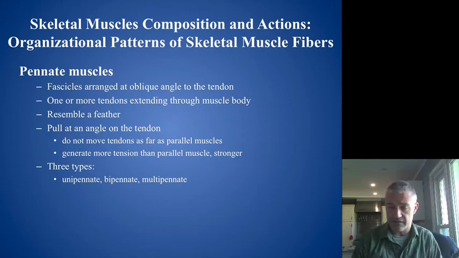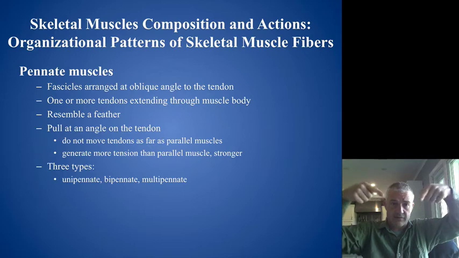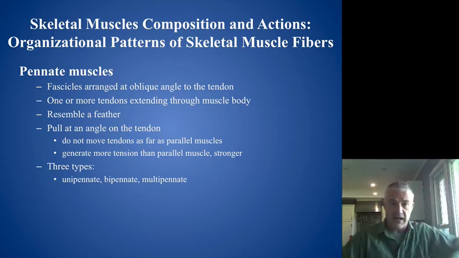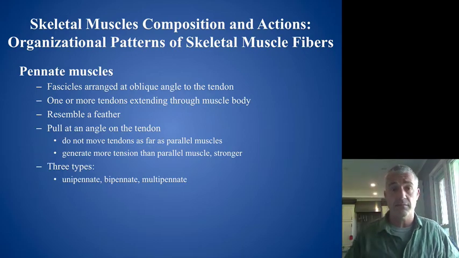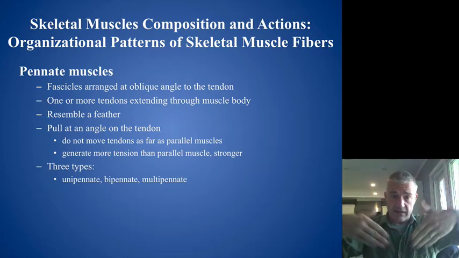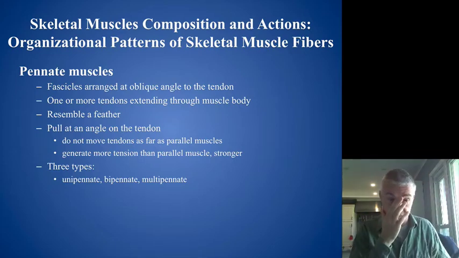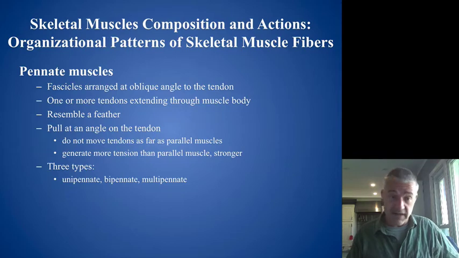Pennate muscles, these are ones where the fascicles are, it's kind of like if you think of the spine of a feather and all the little pieces of the feather going to that spine. That is what a pennate muscle is. So it has a tendon or multiple tendons going through this, and these fibers are running at oblique angles to that kind of seam in the muscle, that tendon. Like I said, it can look like a feather on these ones.